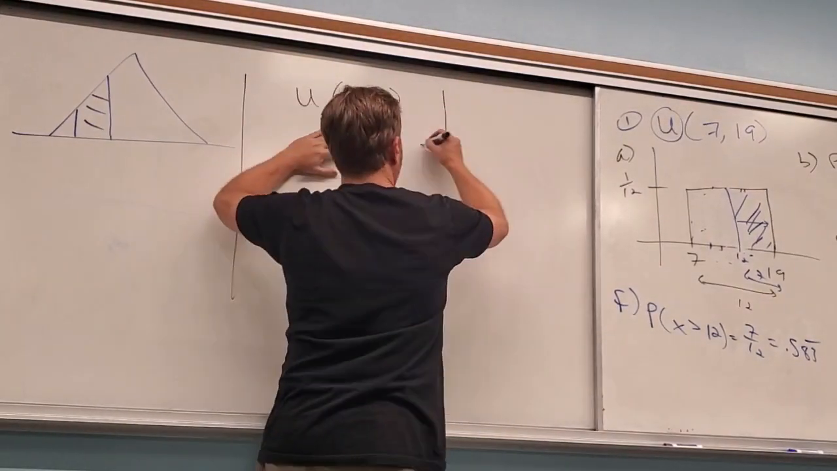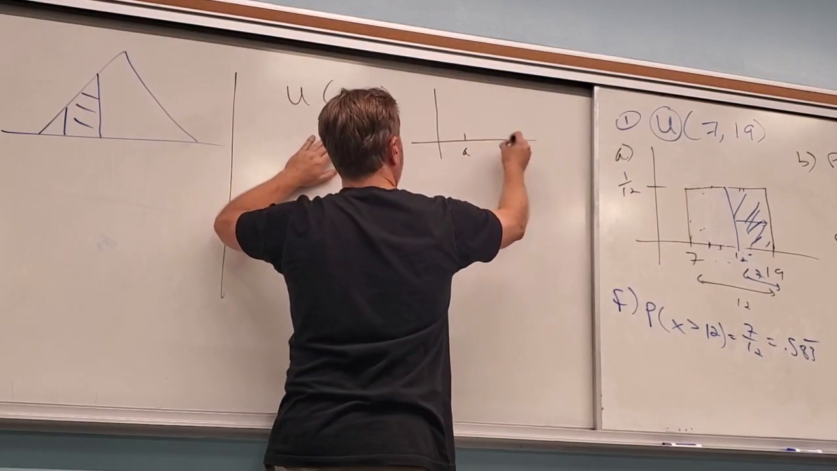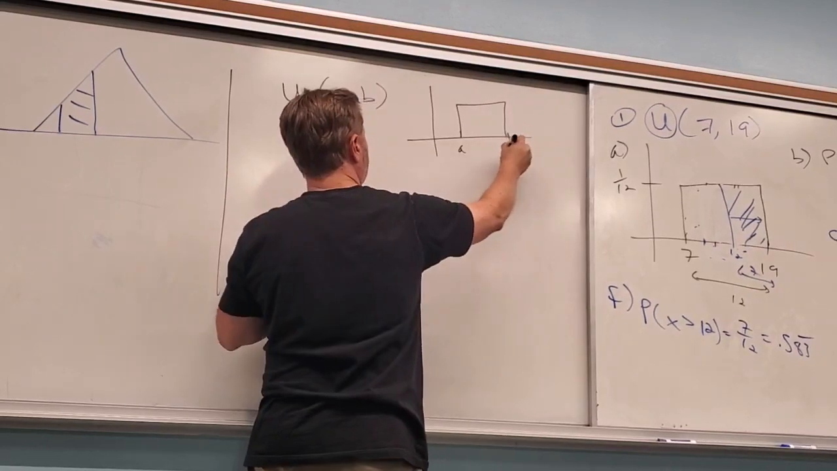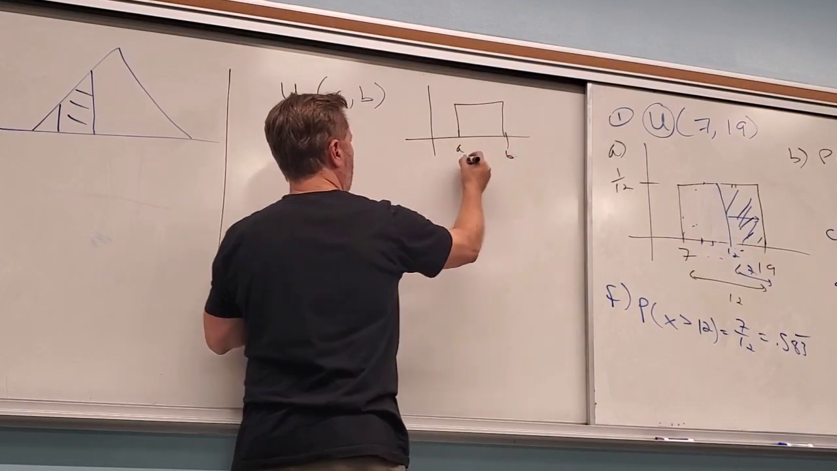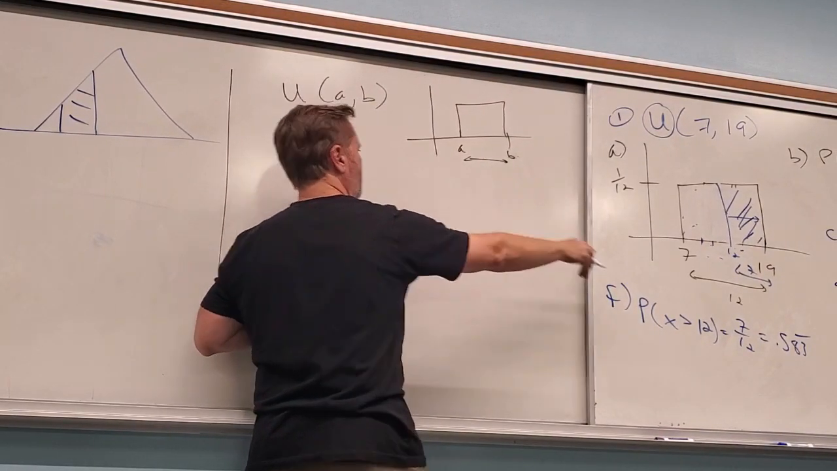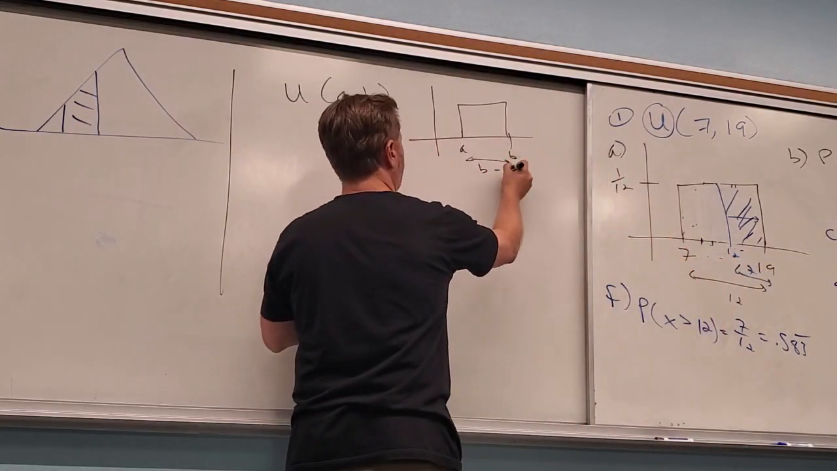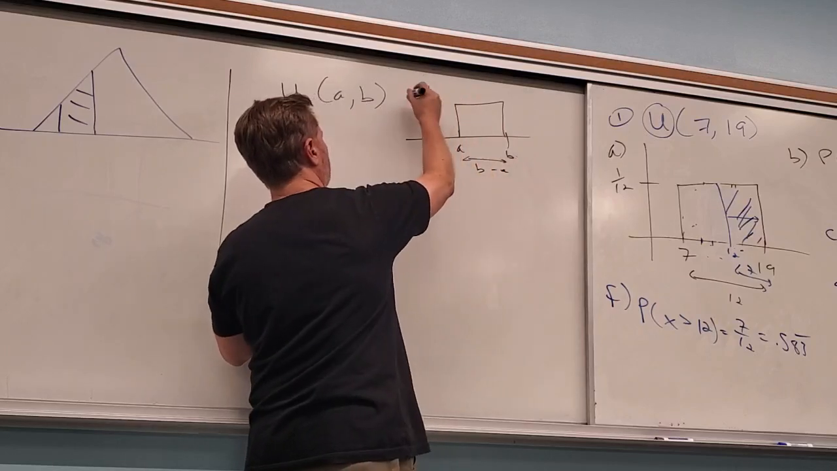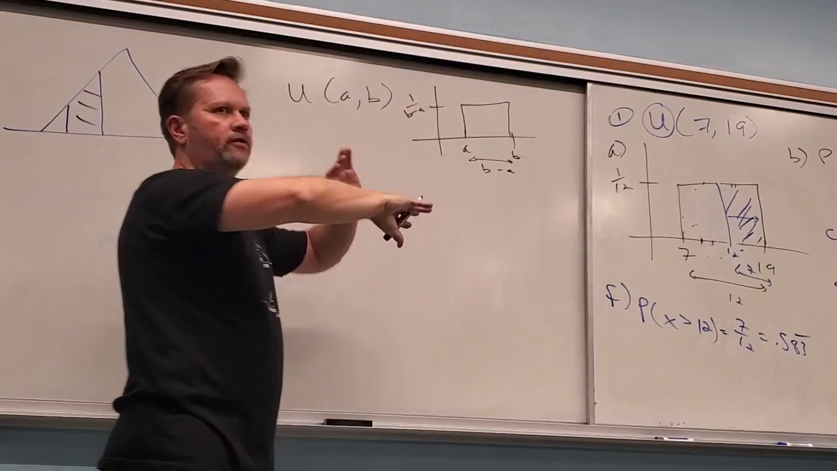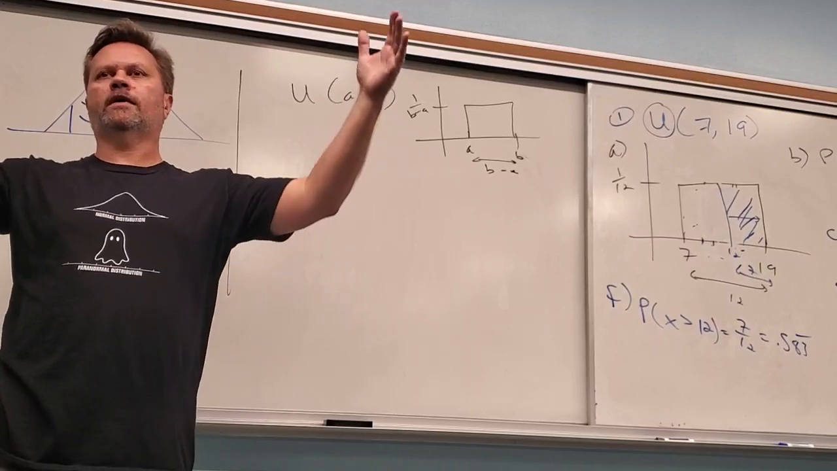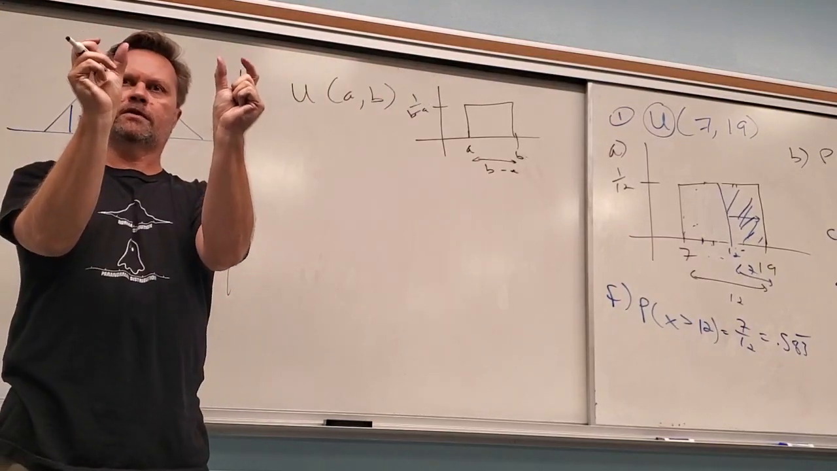Really quickly, what would the height of this be? 1 over B. No? How wide is this? How did you know this was 12? B minus A. Yes, so this is B minus A wide, so how tall is it? 1 over B minus A. Don't freak out. You don't have to memorize that, right? That's just what it looks like in general, if I don't know the specific numbers, right?